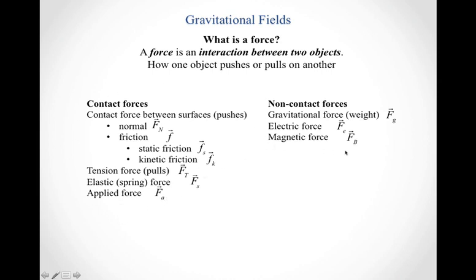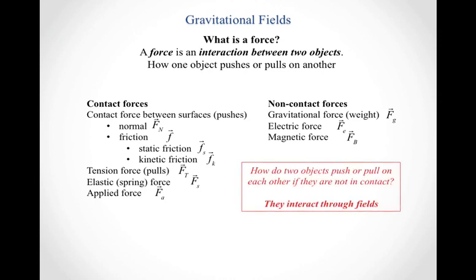But what about these forces? These forces we labeled as non-contact forces, and we said that for the gravitational force, the electric force, the magnetic force, our objects that are interacting aren't in contact. So this begs the question, how do two objects push or pull on each other if they're not in contact?